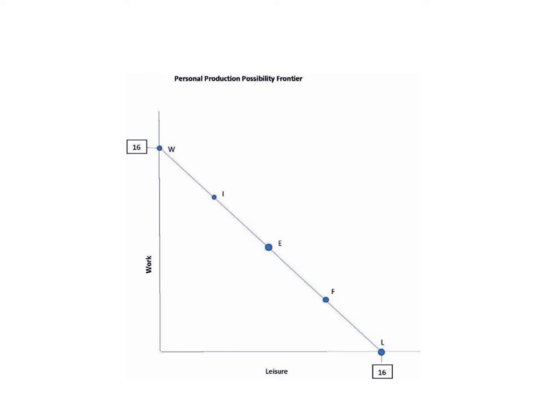Point E as in even, in the middle of our production possibility frontier, represents an equal distribution of 8 hours to work and 8 hours to leisure, therefore a total of 16 hours, equally distributed between occupational activities and fun and games. We would rightfully assume that most people will operate somewhere around point E as in even.